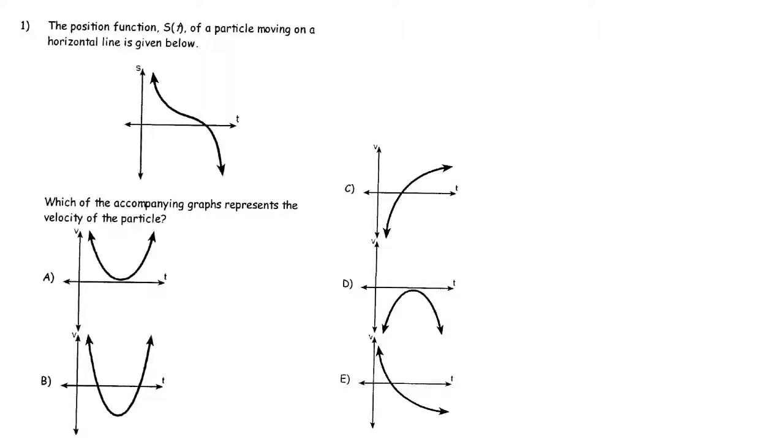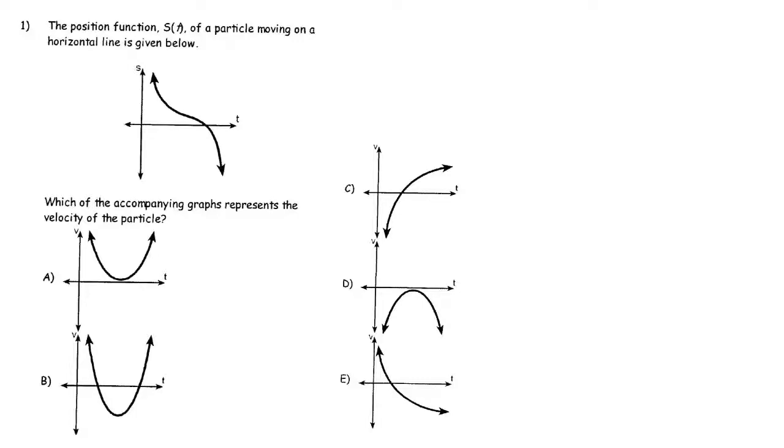All right, so here's particle motion part 2. So the very first question, and we've talked about this one in class, but it's always good to review. You have a function in standard position moving along a horizontal line given below. Which of the accompanying graphs represents the velocity of the particle?